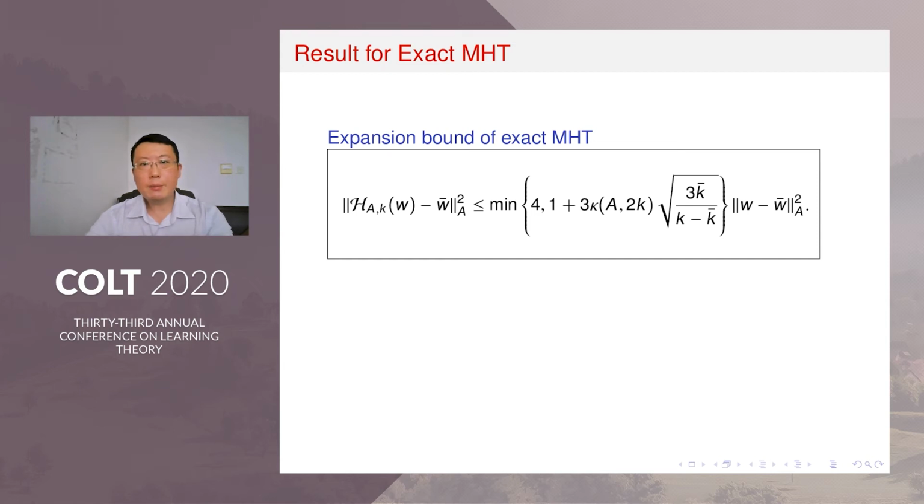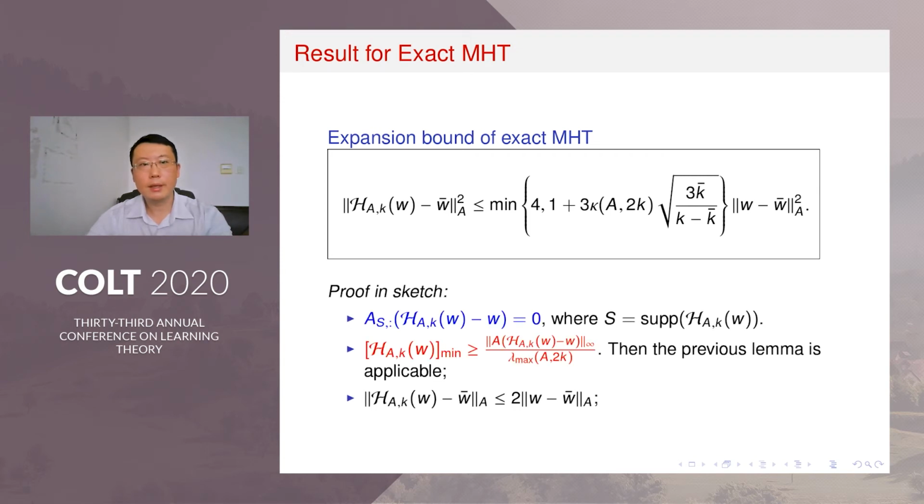In view of this lemma, we can easily establish an expansion ratio bound for MHT, assuming that it is exactly known. Actually, in this ideal case, we can show that the MHT operator satisfies these two first-order optimality conditions, which are exactly what the lemma requires. And of course, we always have the expansion ratio is no larger than 2.